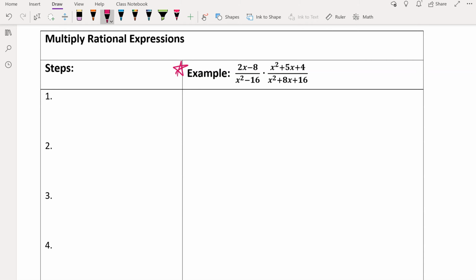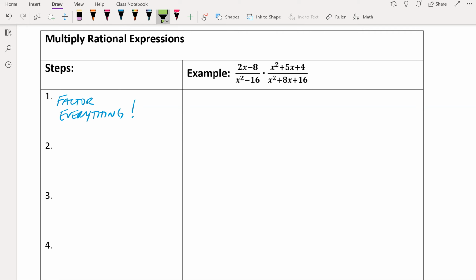We have 2x minus 8 over x squared minus 16 times x squared plus 5x plus 4 over x squared plus 8x plus 16. All right, and the first step that we're going to start with is factor everything. Like I said, we need to be really good at factoring for this unit, and we're going to start by factoring every single piece. So that means the numerators and denominators of both expressions here.